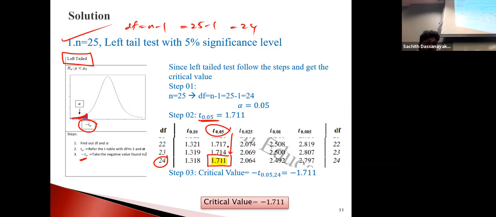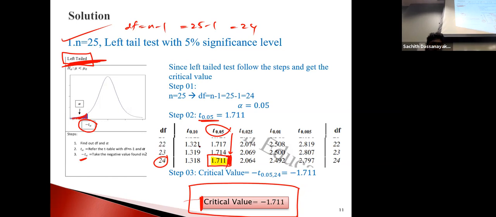The value is positive in the table, but your test is a left tail test, so you have to put it negative. The value is 1.711, but this is a left tail test, so please assign a negative sign. The final answer is negative 1.711. The table value is positive because there are only positive values in this table. Based on your test, you have to add the positive or negative sign. So in this case, the critical value is negative 1.711.